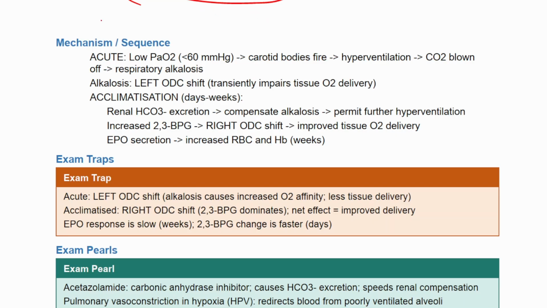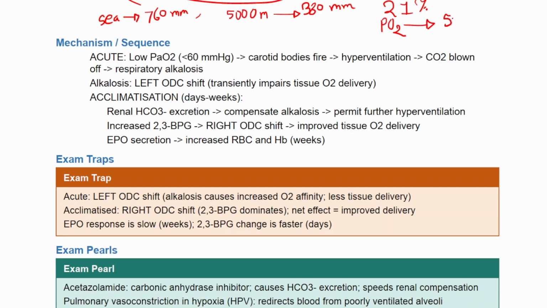First, the basic physics. Atmospheric pressure decreases with altitude. At sea level, the pressure is 760 millimeters. At 5,000 meters, the summit of many Himalayan base camps, it is approximately 380 millimeters. But the fractional composition of the atmosphere doesn't change. Oxygen is still 21% of the atmosphere at every altitude. So alveolar PO2, or alveolar partial pressure of oxygen at 5,000 meters, is roughly 50 millimeters of mercury instead of 100. Now let's come to the mechanism or sequence.